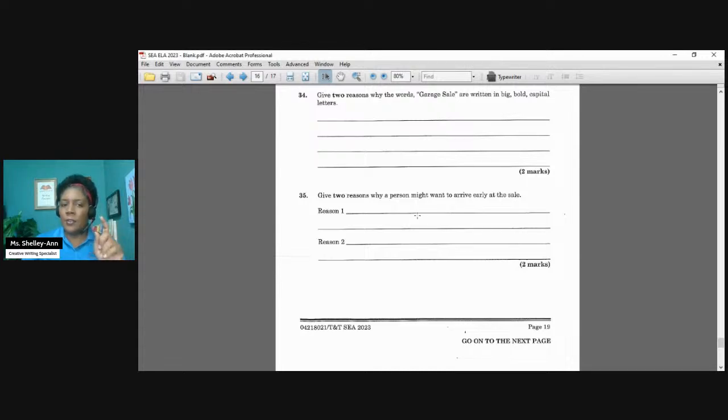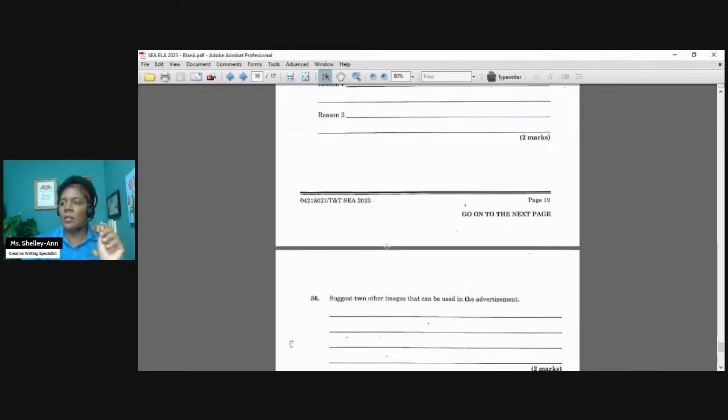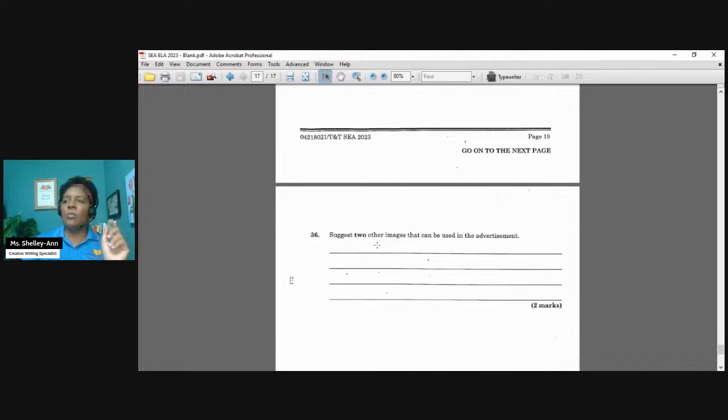This is another inferential question. So these are all inferential questions with 2 marks, right? Reason one, reason two, and why would you want to come early to the sale? We will check that in the graphic just now. And then suggest two other images that can be used.